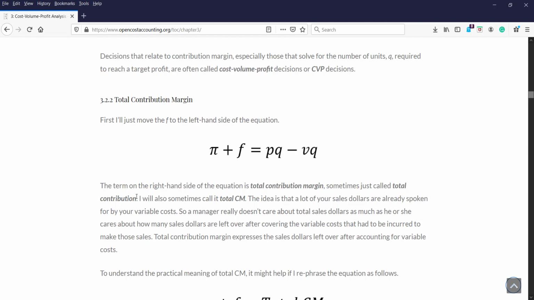So we have total CM, total contribution margin, or just total contribution. It's the same idea. It's how much of our revenue dollars make it past the variable costs we had to incur to make those sales. What's left over?